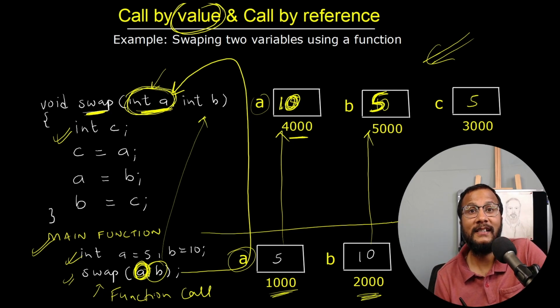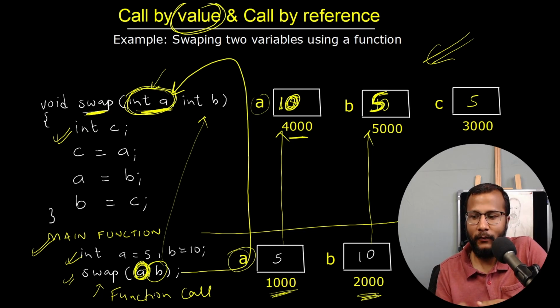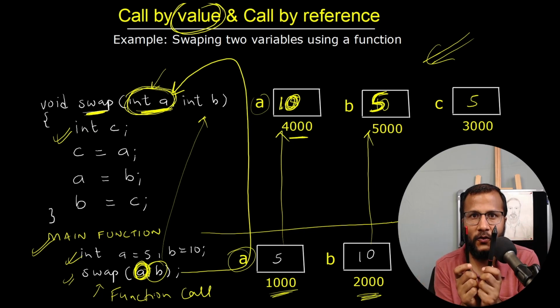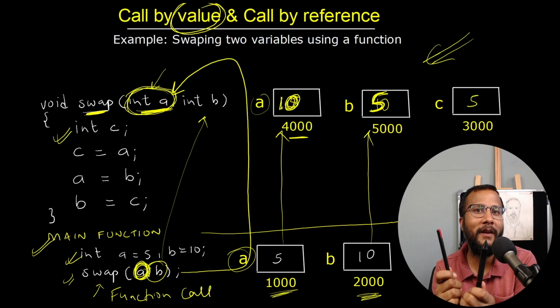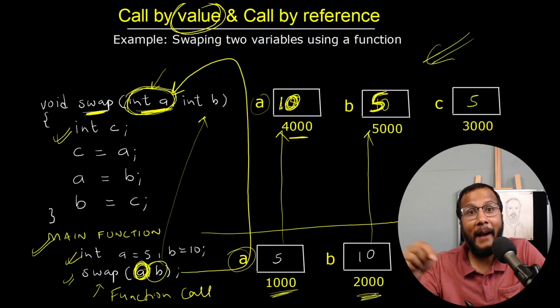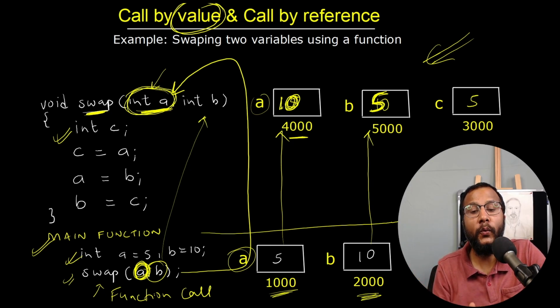We actually want the changes to be done, because swapping means swapping the original values. Whenever I say swap these 2 pens, I mean swap these 2 pens, not the copy of these 2 pens, right? So swapping should happen in the main function. So how do we achieve this, right? For this we need to do call by reference.